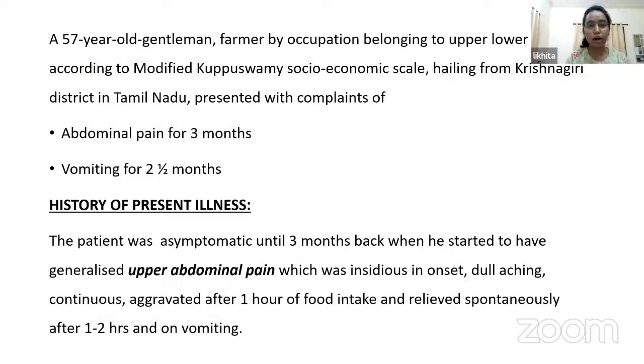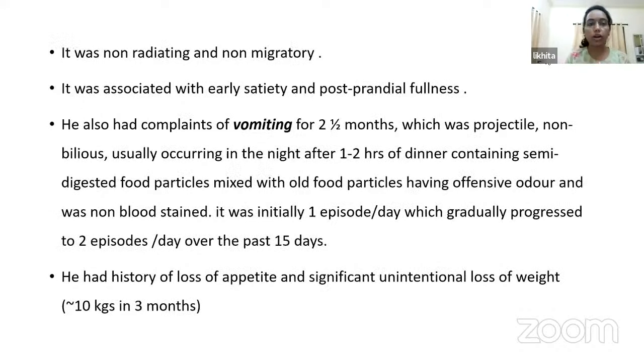A 57-year-old gentleman, farmer by occupation, belonging to upper-lower class according to modified Kuppuswamy socio-economic scale, hailing from Krishnagiri district in Tamil Nadu, presented with complaints of abdominal pain for 3 months, vomiting for 2.5 months. The patient was asymptomatic until 3 months back when he started to have a generalized upper abdominal pain, which was insidious in onset, dull aching, continuous, aggravated after 1 hour of food intake, and relieved spontaneously after 1 to 2 hours or on vomiting. It was a non-radiating and non-migratory type of pain. It was associated with early satiety and postprandial fullness.